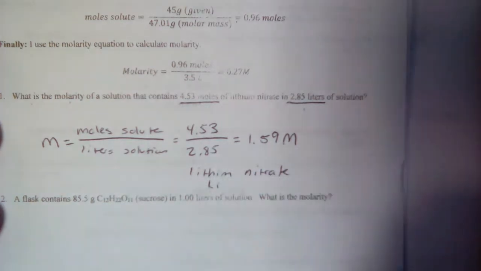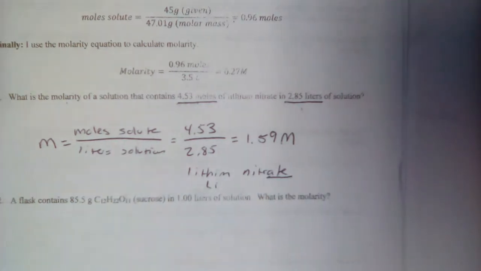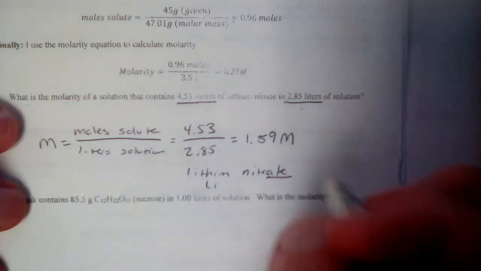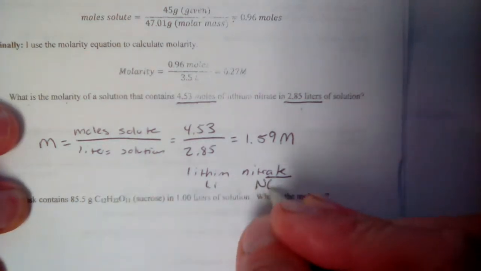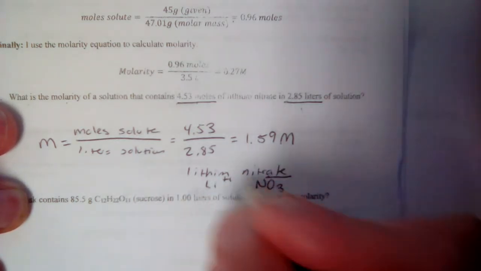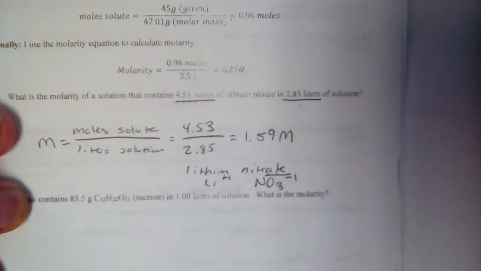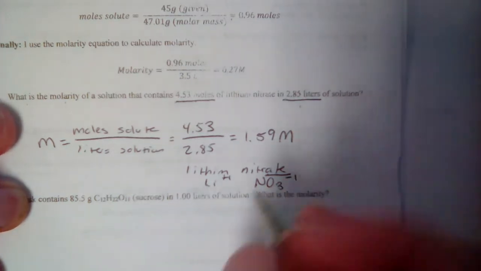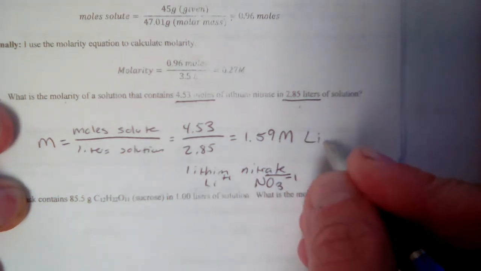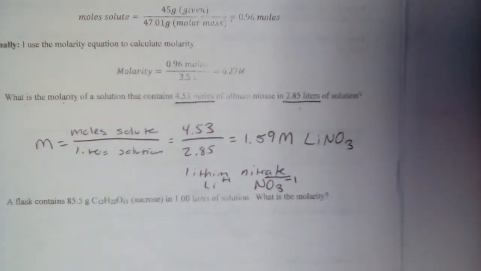Lithium is Li. Nitrate, ATE, means polyatomic ion. ATE and ITE are the endings we put on polyatomic ions. So I look at my table of polyatomic ions, that's NO3. Now lithium's a group one, so it is a plus one oxidation number. Nitrate is in that table of polyatomic ions. It says it has a negative one oxidation number. Plus one, minus one, those cancel out, so there are no subscripts. And the formula is LiNO3.